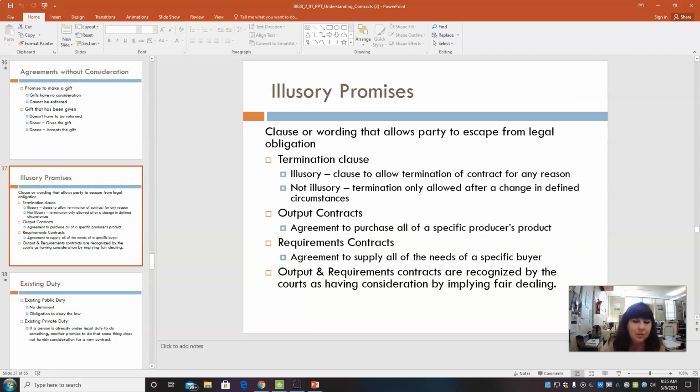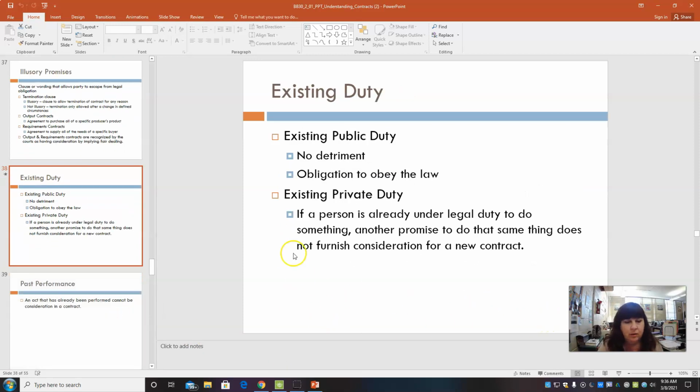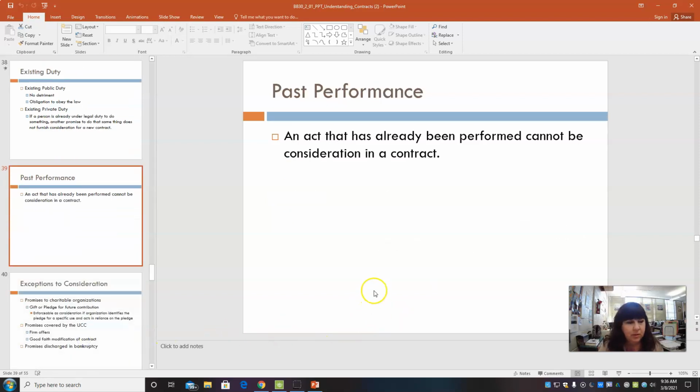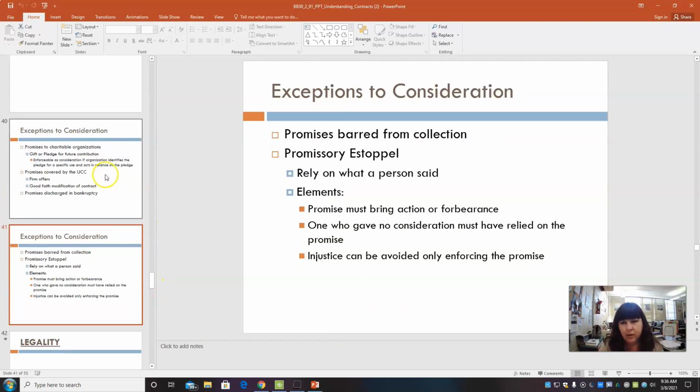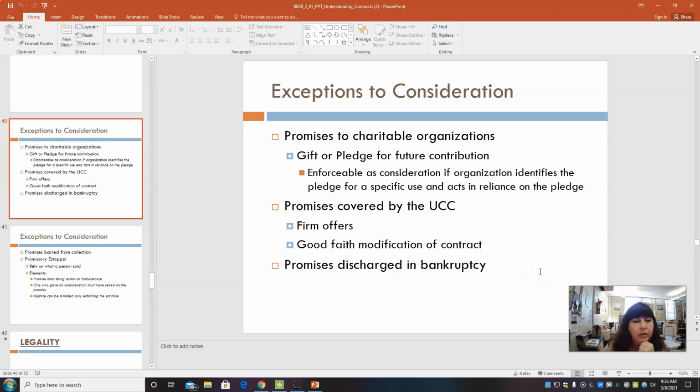Illusory promises. This is some kind of wording that's not correct in the contract, and it allows one party to get out of legal obligation. You have existing duty, and it talks about that there. And there's two different kinds, there's public and private. So look over that. And in past performance, something that has already been done, you can't consider that consideration in a new contract. Skipped over right here.